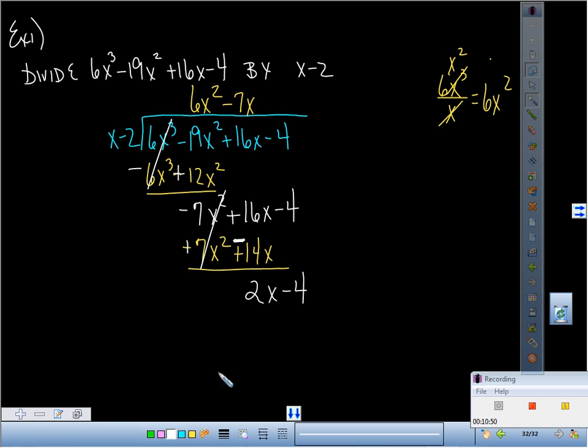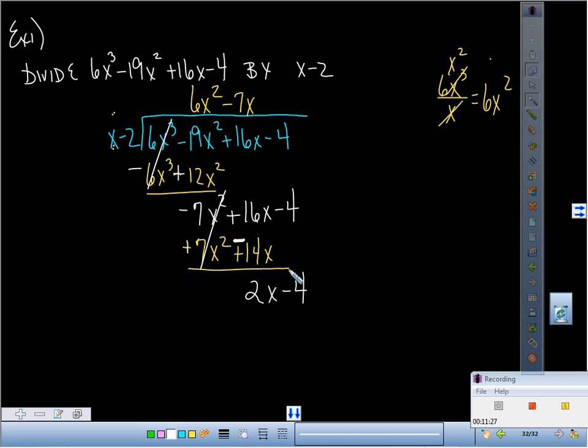Can we divide again? How do I know when to stop? When you can't. Well, how do you know when you can't? When the exponent of your divisor is bigger than the exponent of your remainder. So when the exponent of my divisor is bigger than this exponent right here, then you have to stop. For instance, what if this had been an x squared, and I had said, what do you multiply x squared by to get 2x? You would have gone, what? You can't do that. All right, so that's what we're talking about.